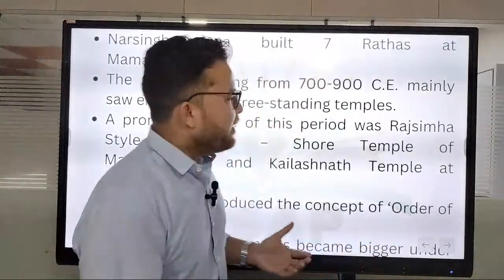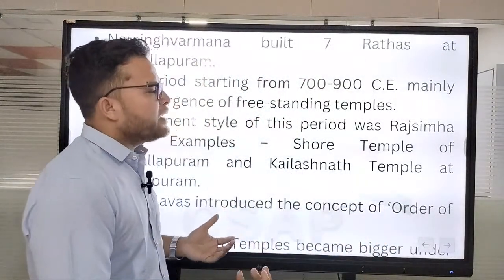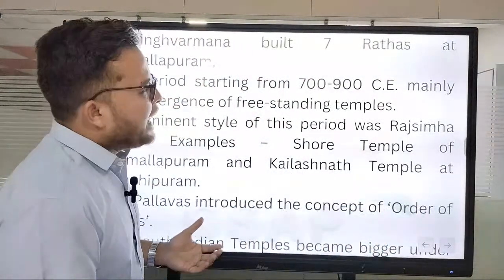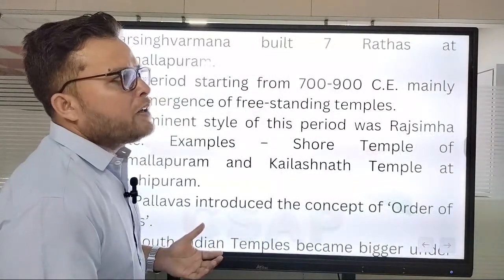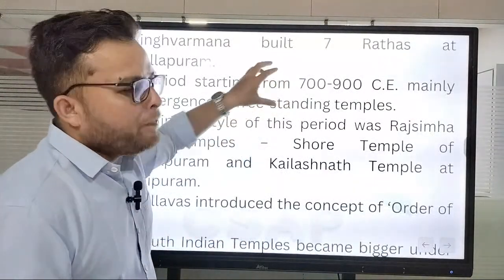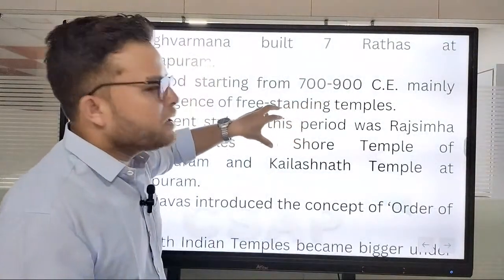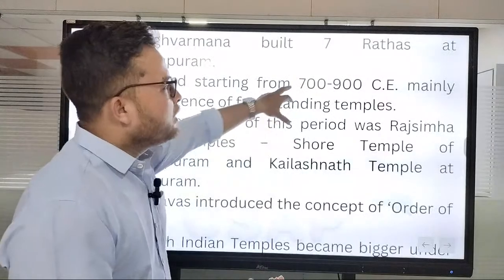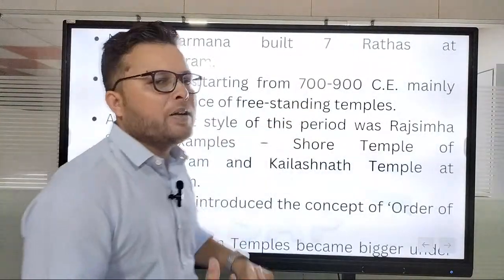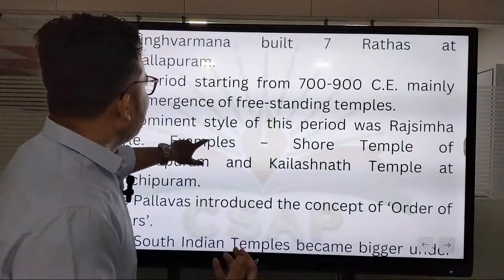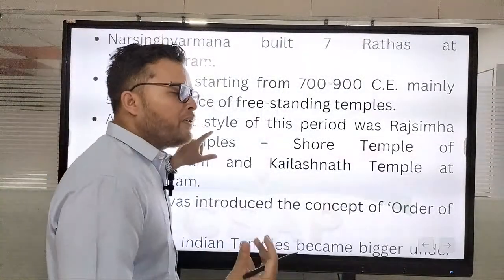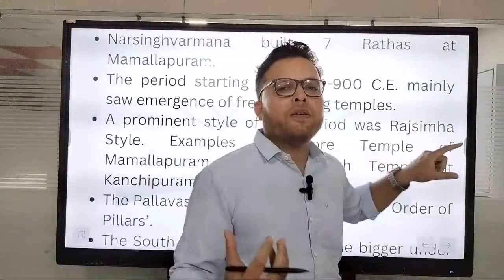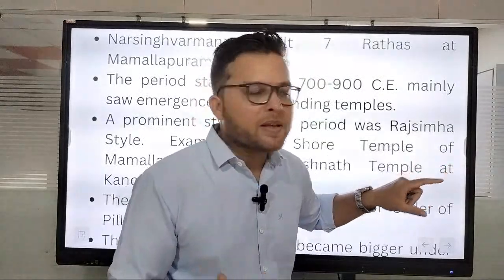The actual era of the construction of freestanding temples began, okay, the actual era when this type of temple architecture got developed in South India, this is the era from 700 to 900 CE. This was the time period which saw the emergence of what? Freestanding temples. This was the time period.